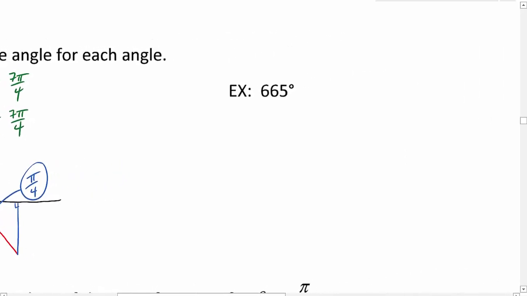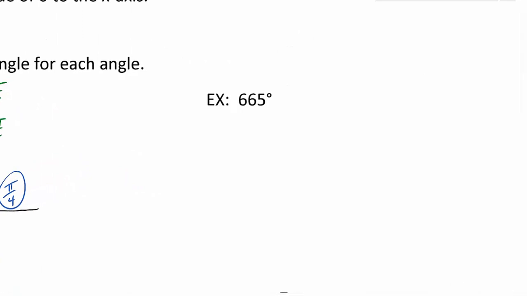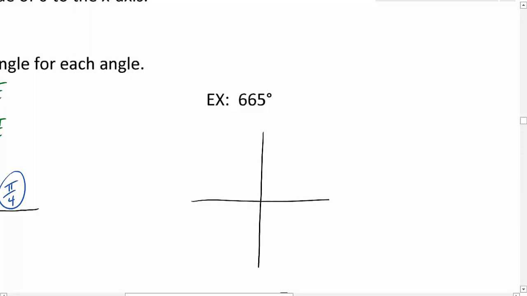So let's do the next one, 665 degrees. Well, you'll notice that this is more than one rotation of a circle, right? Because it's greater than 360. I would start by finding the coterminal angle. So we just subtract 360 over and over again until we get something between 0 and 360. And we only have to subtract 360 once here. So our coterminal angle is going to be 305 degrees.